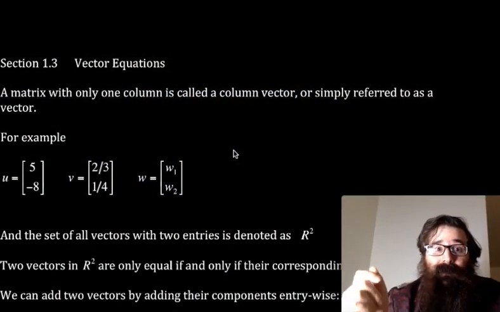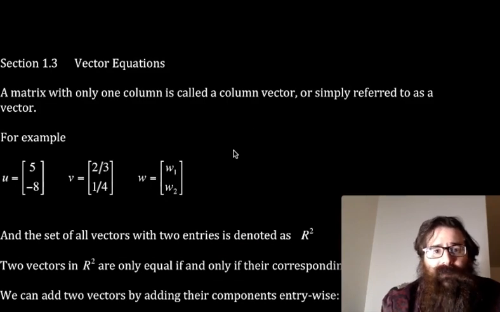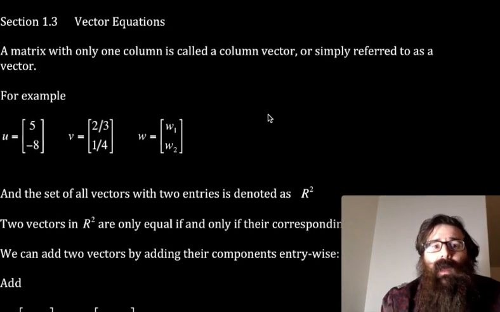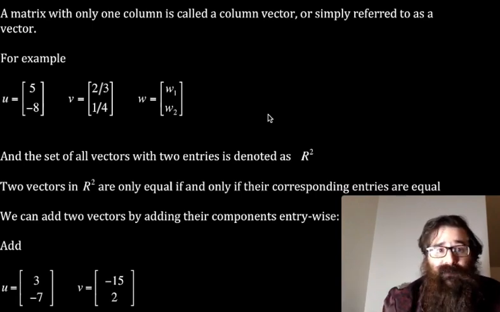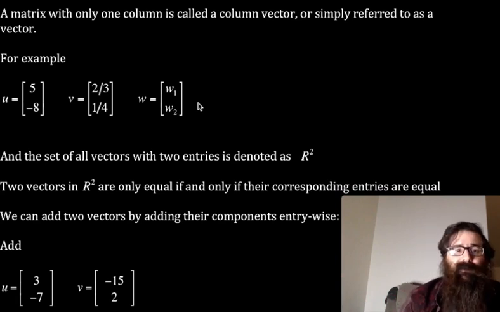Hey, welcome. Today let's take a look at section 1.3. We're going to talk about vector equations. Vectors. A matrix with only one column is called a column vector, or simply referred to as a vector. And here we have just some examples as to how these could look.